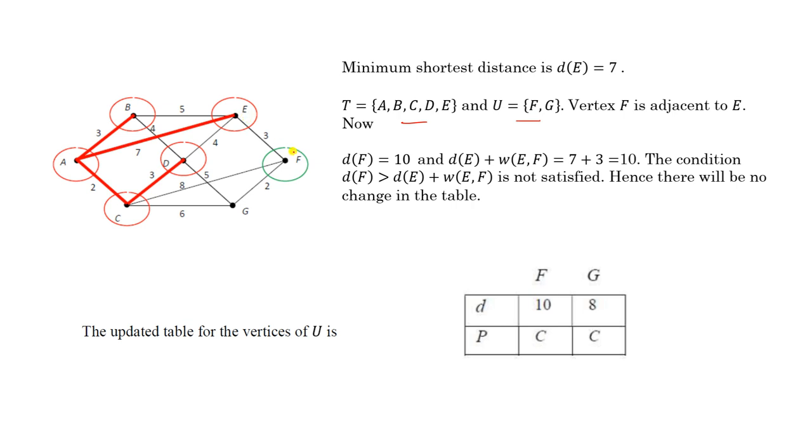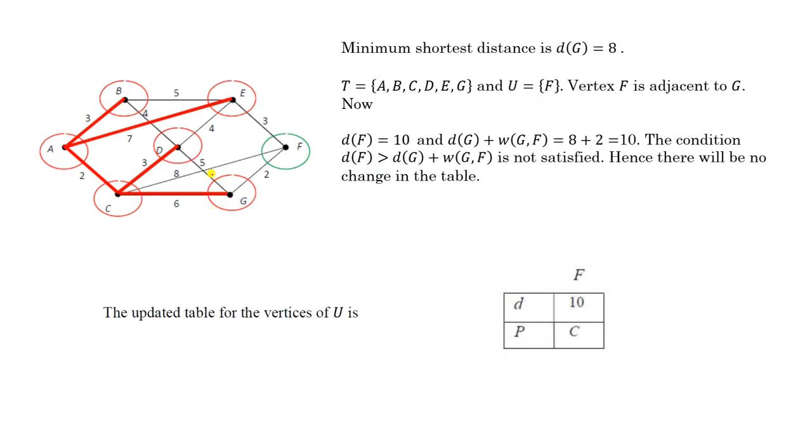The adjacent vertex of E is F. For F, this is the existing distance, this is the new distance. Look at this. This condition is not satisfied, so no need to change the table. Now from here, this is the minimum. Now you will select G and the parent of G is C. So look at this, this is the parent of G, C. So this edge CG will be selected. Now this edge is selected. So include G in T and remove it from U.